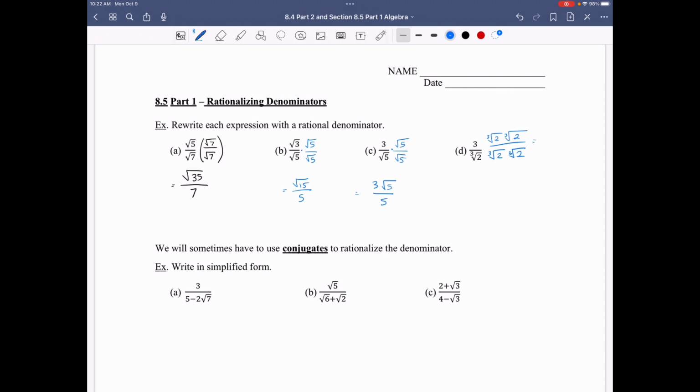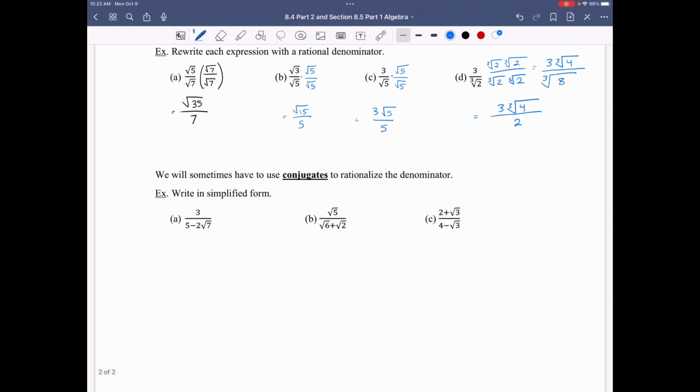So in the numerator, that's going to be 3 cube roots of 4, and in the denominator, it's going to be 3 cube roots of 2 times 2 times 2, which is 8, which then simplifies to 3 cube roots of 4, and the cube root of 8 is 2. Notice how we no longer have a radical in the denominator.